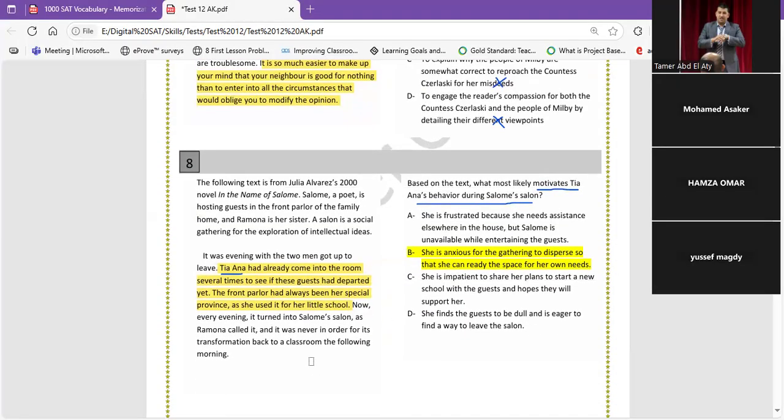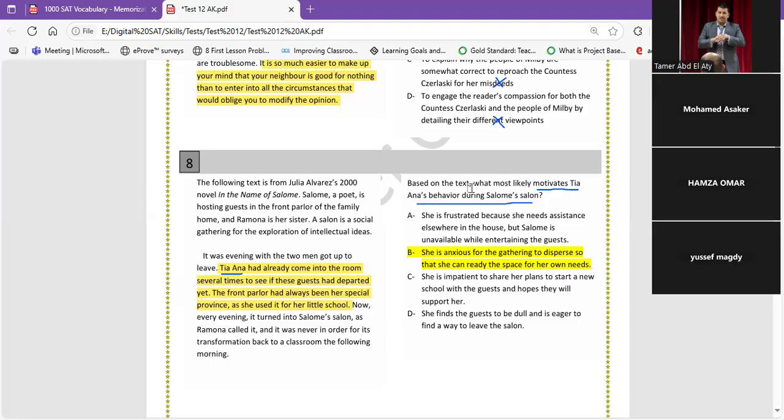Now we finish domain 2. What we're going to do right now, we go to domain 1. Domain 1, this is the style of the test. But domain 2 doesn't cover all the skills. Dr. Tamer, where is the cross-text connection? As I told you, you're going to find it in module 2. Okay, now we go to domain 1.